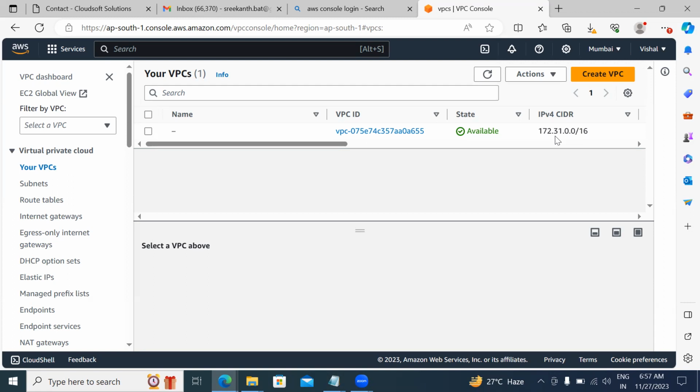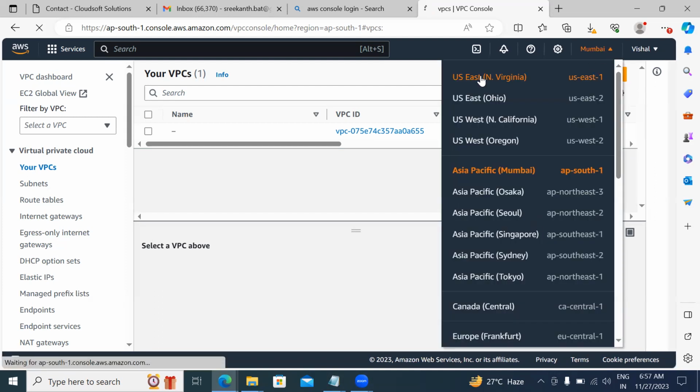This is the default VPC, right? Yeah, that is the default VPC. No, the one you are showing the IP address of. Yeah, this is the default one. Okay, so by default, if I go for North Virginia, in North Virginia also I'll get one default.